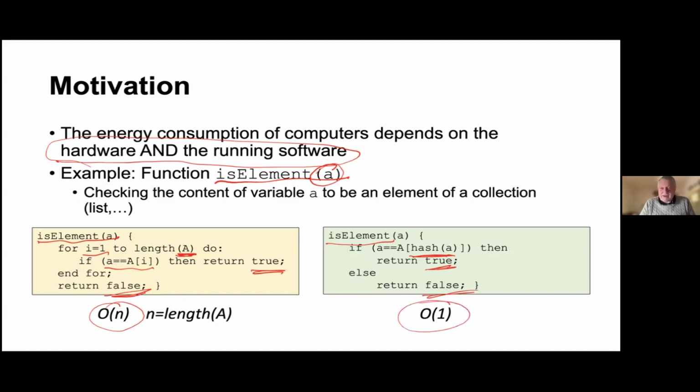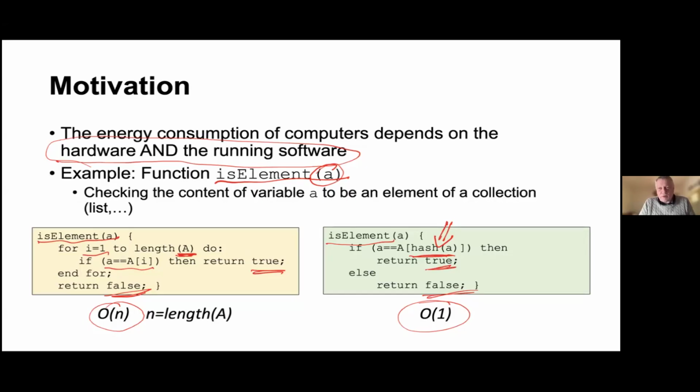And as I said before, we can solve this in order of one. Why is this of help for sustainability? Of course, if it is of order of one, then there is not so much energy necessary. And here, if you're looking carefully at that, the problem is with the hash function.